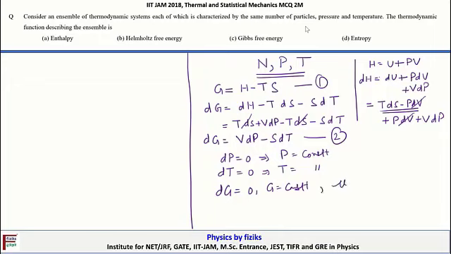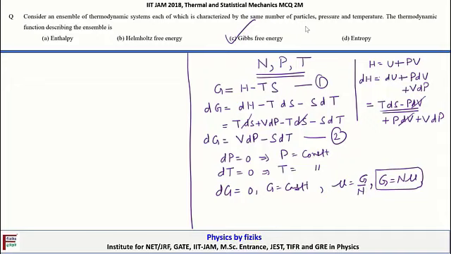So mu is equal to the Gibbs free energy per particle, or you can say that G is equal to N mu. This also doesn't change, as mentioned in the statement of the question. So all these three conditions are satisfied by Gibbs free energy.